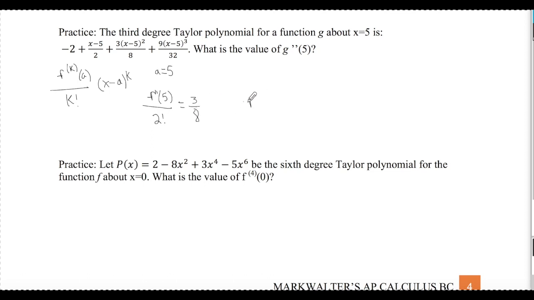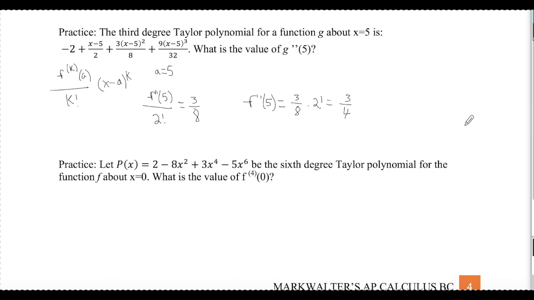So what does this mean for us? The second derivative of 5 is going to be 3/8 times 2 factorial. 2 factorial is just 2, so this is going to be 3/4. All right. I'll keep on going.